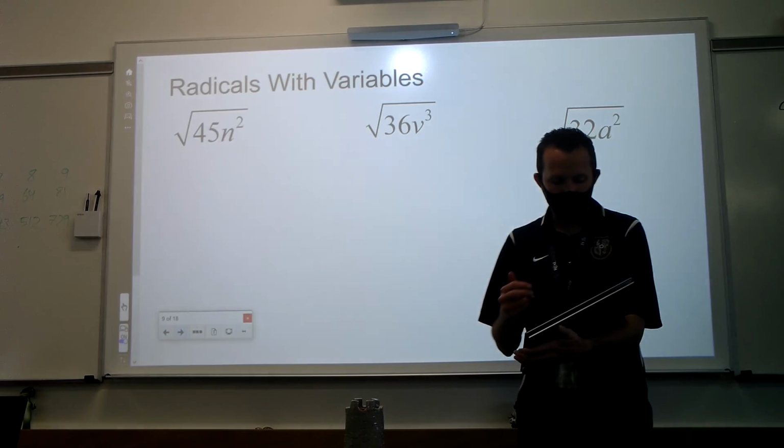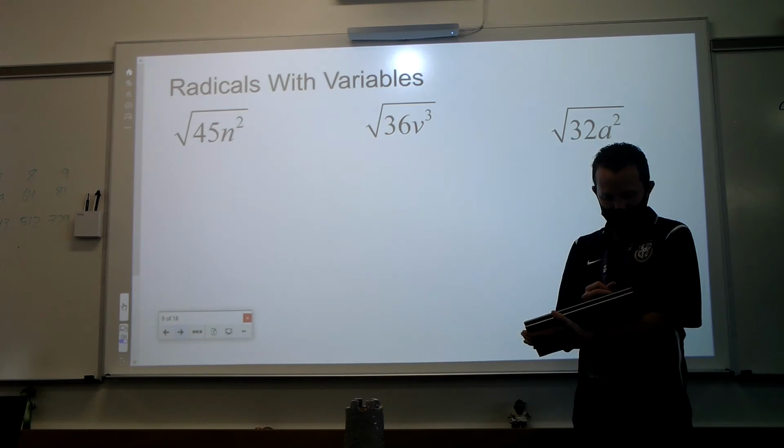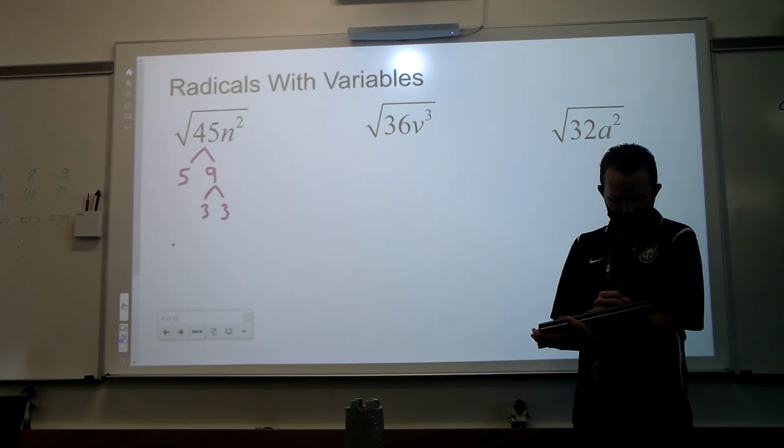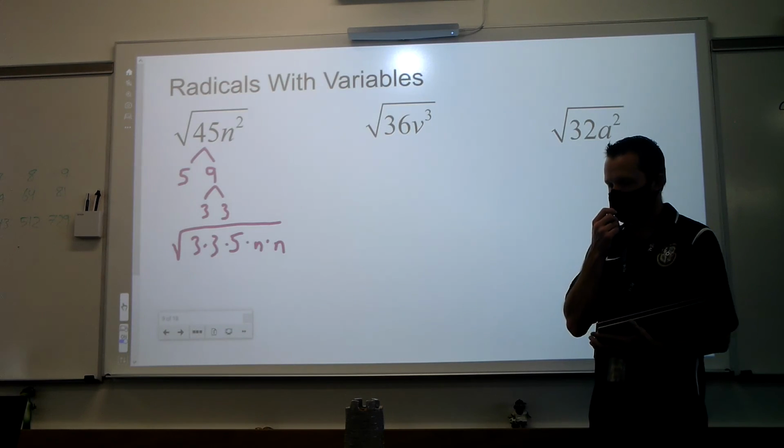So Caleb, will you break down 45 for me? What's 45? 5 and 9. And break down 9. 3 and 3. So this is the square root of 3 times 3 times 5. And n squared I want to write as 2 n's.